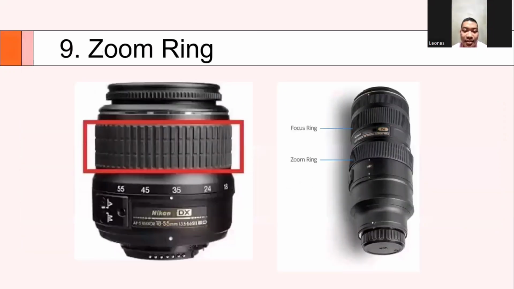Lastly, next slide, is the zoom ring found in every digital recorder and digital camera. If you use the zoom ring by rotating it in any direction, it will reduce or enlarge the subject in an image. That's all.